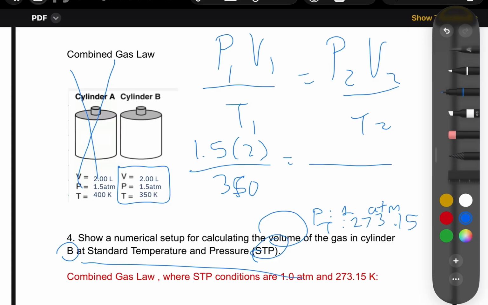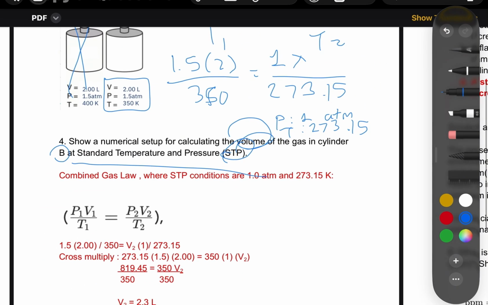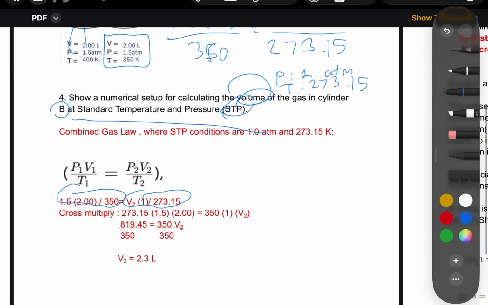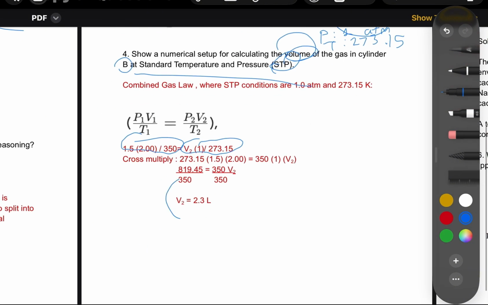So we just plug that in, because we're solving for volume. So pressure is 1. We don't know what the volume is because that's what we're solving for. Then temperature is 273.15. And that would be our numerical setup. As you see here, 1.5 times 2 over 350, equals 1 times our missing volume over 273.15. Then you just cross multiply and solve for x, and you're going to get 2.3 liters.